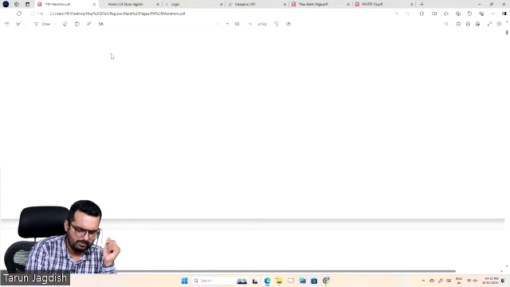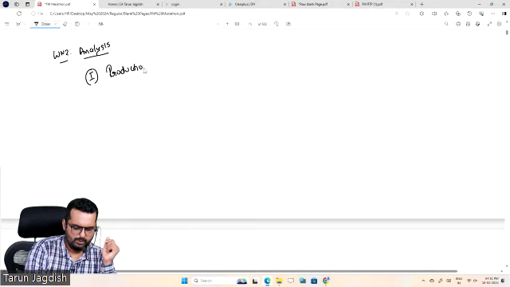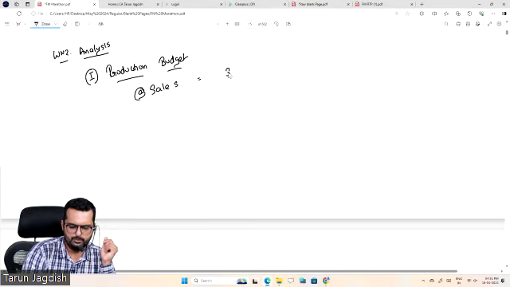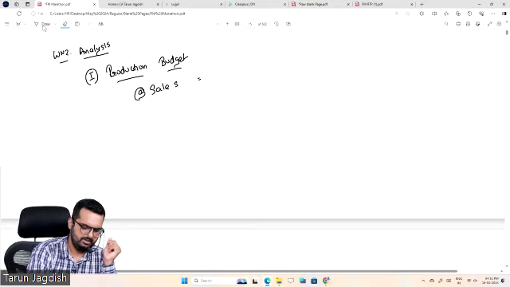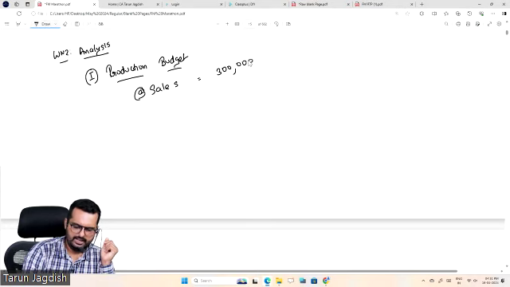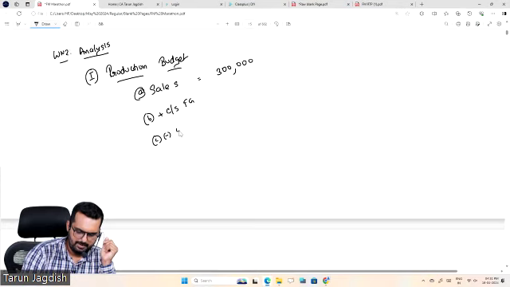So friends, I will write down. You can write down working note number 2, analysis. In that, write Roman number 1, production budget. Do you know the formula for production budget? Sales are given. How much are the sales given over here? 3 lakh. Okay, 3 lakhs. To this sale, if I add closing stock of finished goods minus opening stock of finished goods, it will tell me how much I am going to produce.